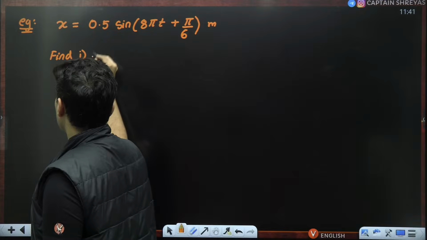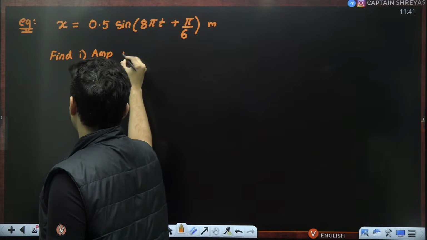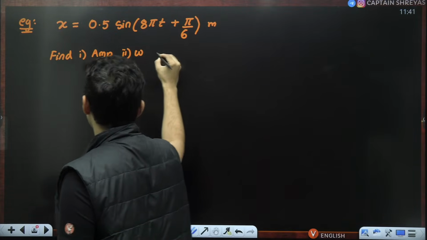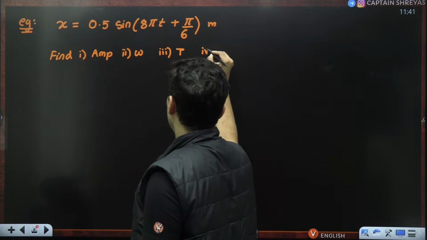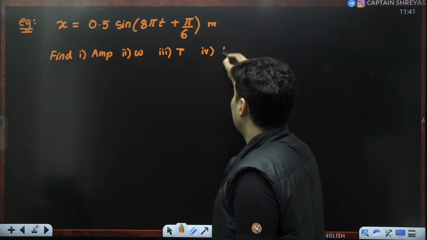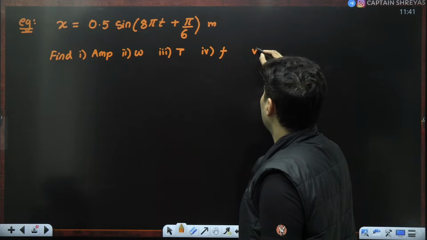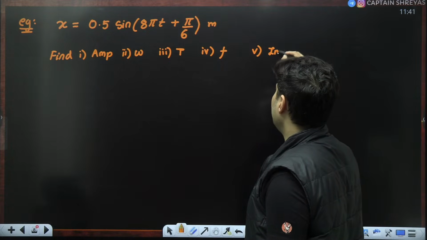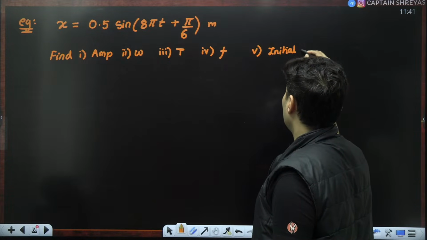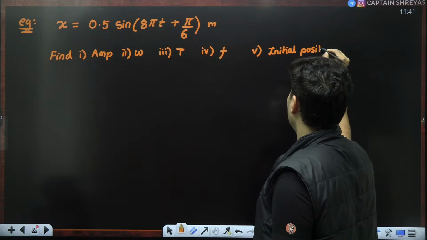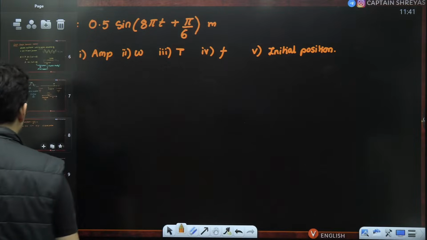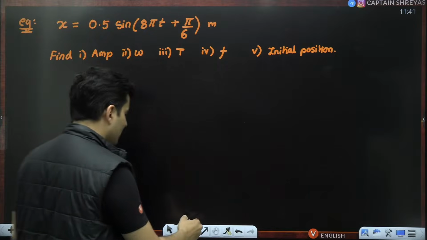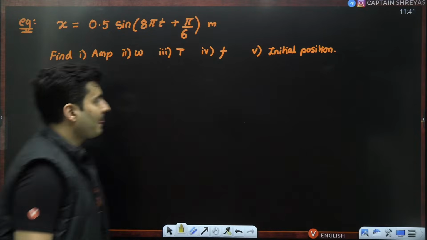Number 1, the amplitude. Number 2, the angular frequency. Number 3, the time period. Number 4, the frequency. Number 5, the initial position. These are the things that you need to figure out from this equation. Let's try and solve this, my dear students.